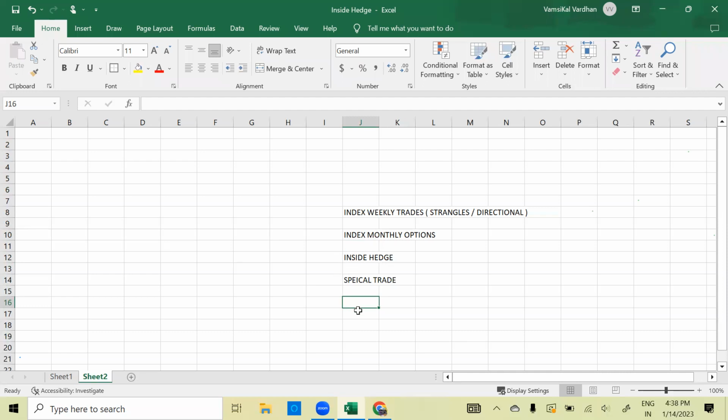And they also give some decent gains. Even if you just do only inside hedge, we are able to make like 0.7 or 1% per month or per week. So that is possible. And special trade is also giving some good gains. So in these two, we will have at least one or sometimes two trades. In the remaining, we have index weekly, like normal strangle or straddle, mostly straddle only.